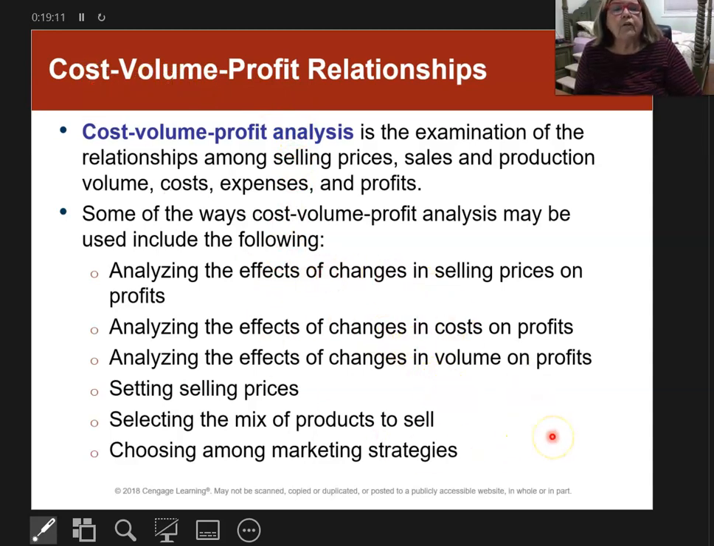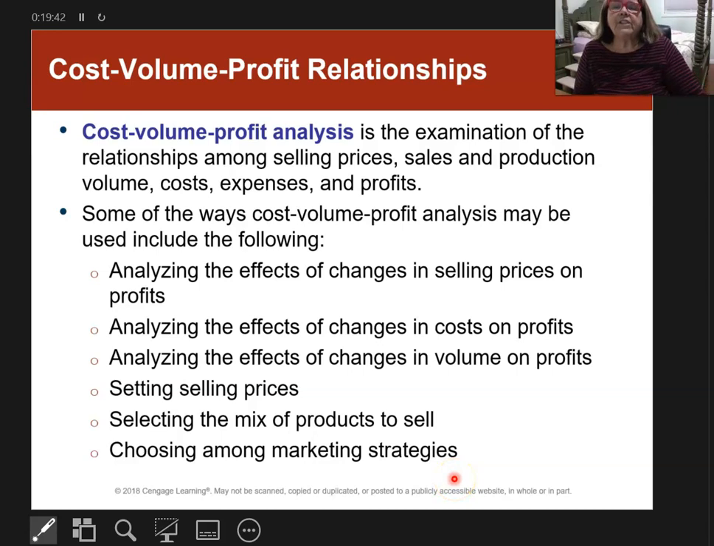Now, there are a lot of little formulas coming up, so you're going to want to make sure you write all the formulas down. You just need to have a little notepad with formulas written down. That will help you tremendously. And here's why we need to have a CVP analysis. We need to know how to set our selling prices. We need to analyze what happens to my volume and profits. What happens when changes in cost and changes in volume affect my profit? That gives me an idea of how to do marketing strategy.